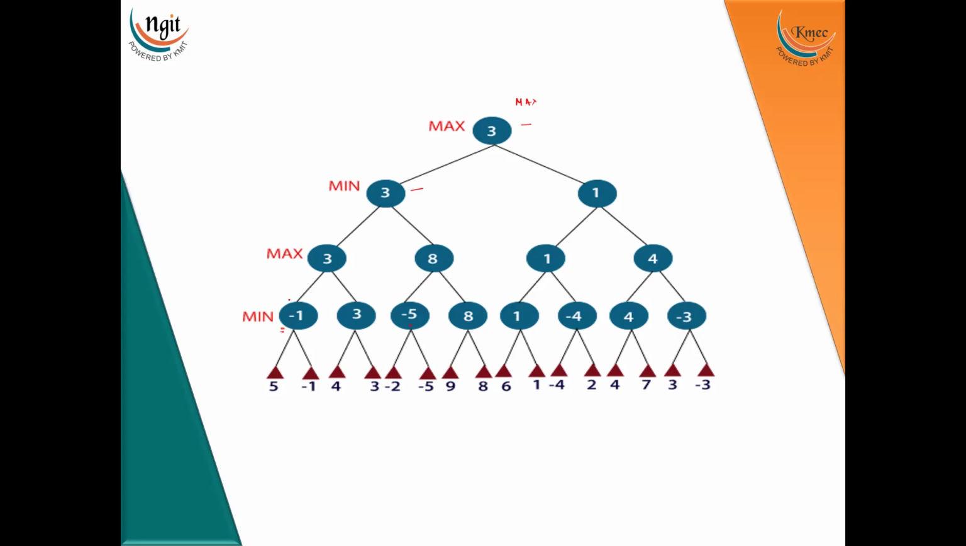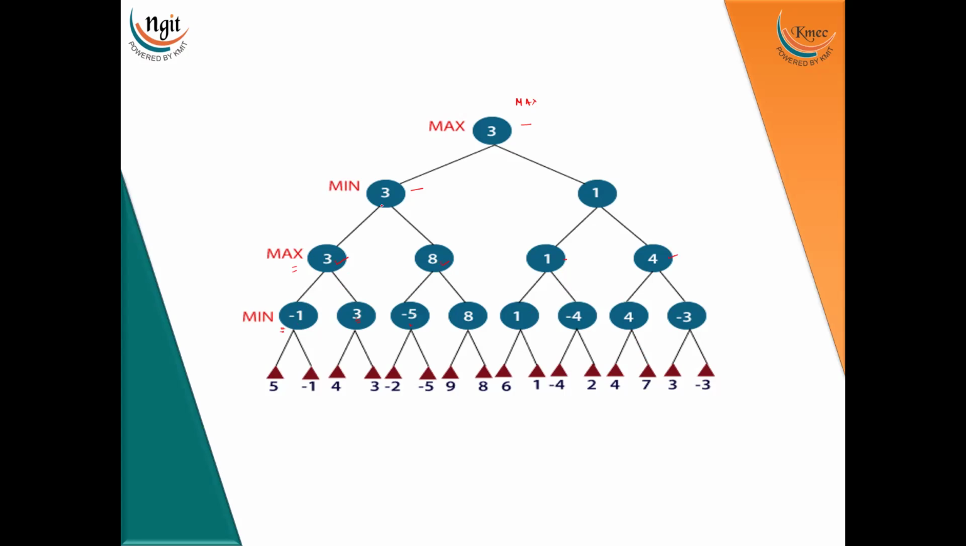Okay. Now, the next one is its max turn. Now, max will try to maximize its utility, means it is going to choose the maximum value. So, out of minus 1 and 3, we know that 3 is the maximum value. So, max will take 3. And minus 5 and 8, it will take 8. 1 and 4, 1. 4 and minus 3, 4.